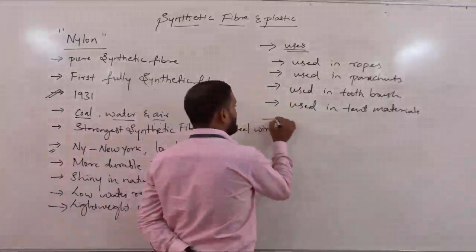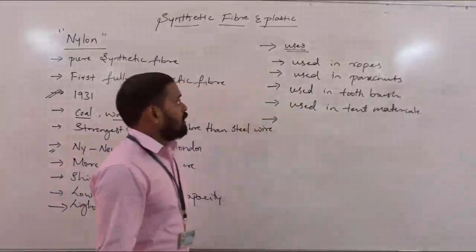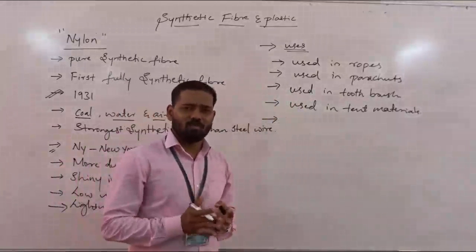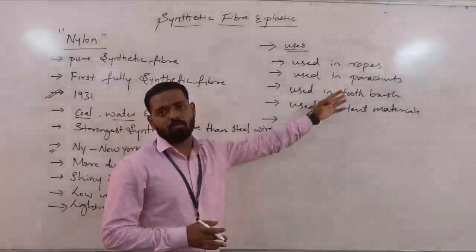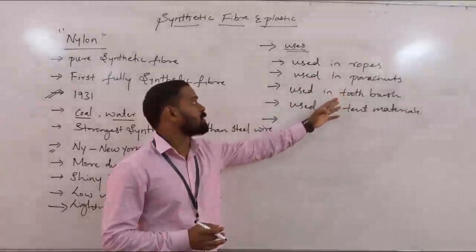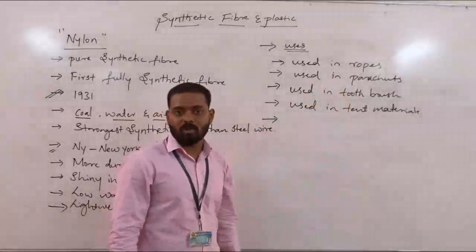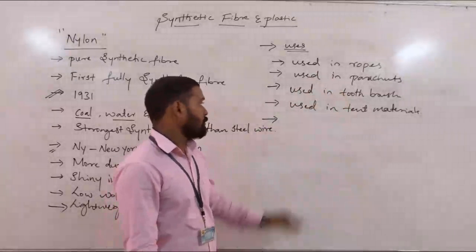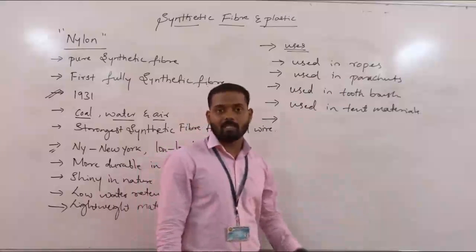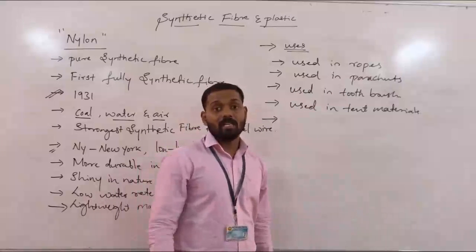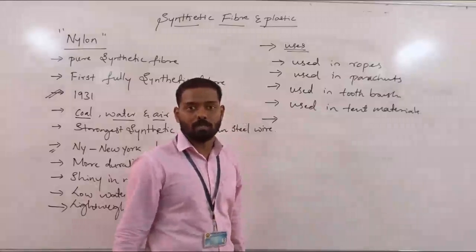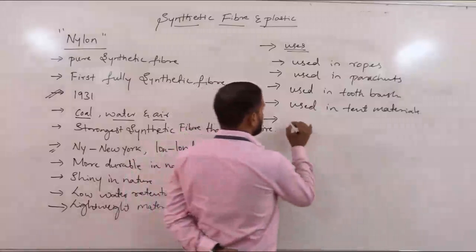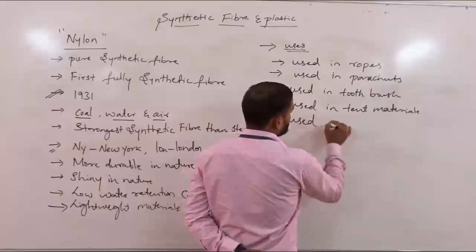Next, nylon has lots of uses. Like ropes, we have seen that parachutes are manufactured from it, and it is used in manufacturing toothbrushes and tent materials. The main thing, nylon is used in manufacturing of sports materials.